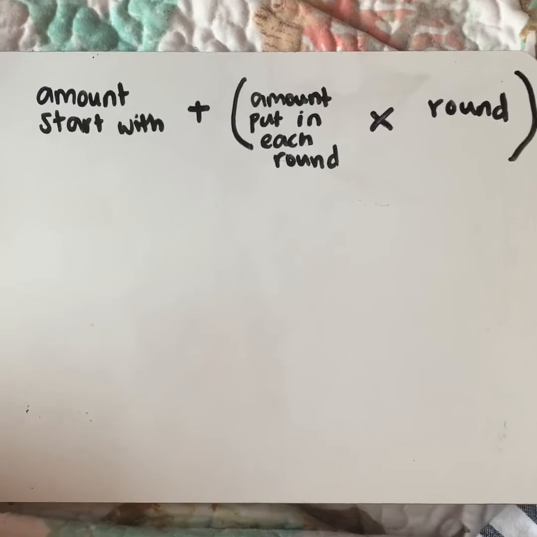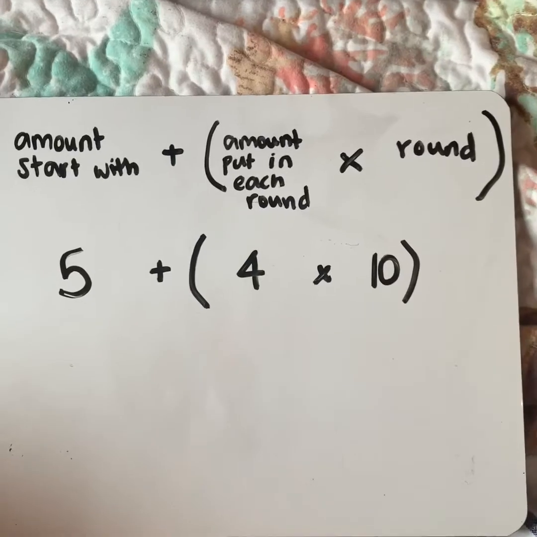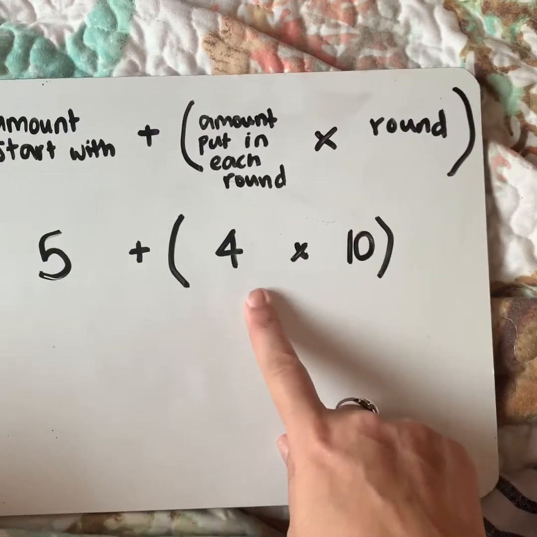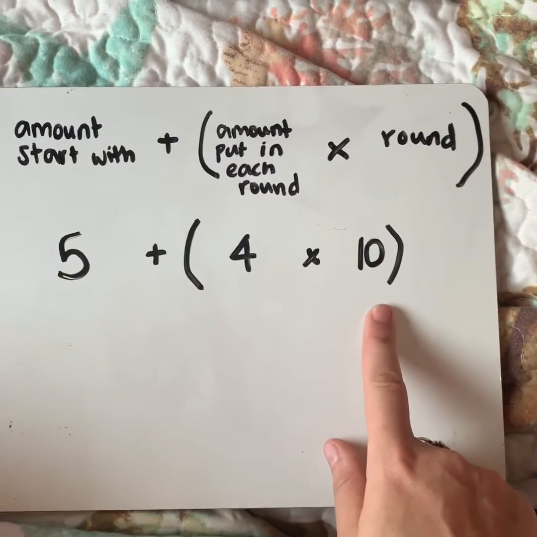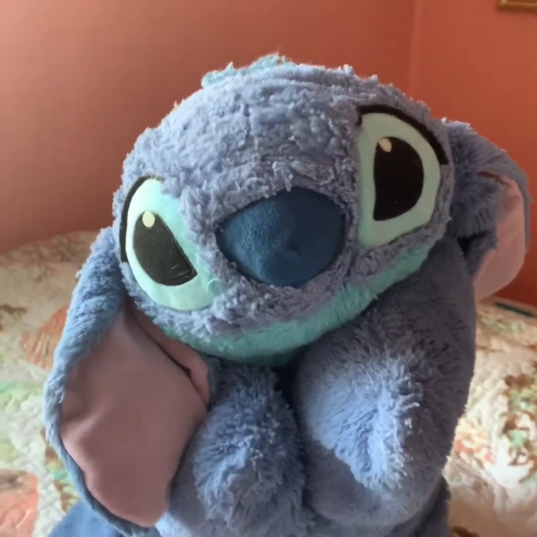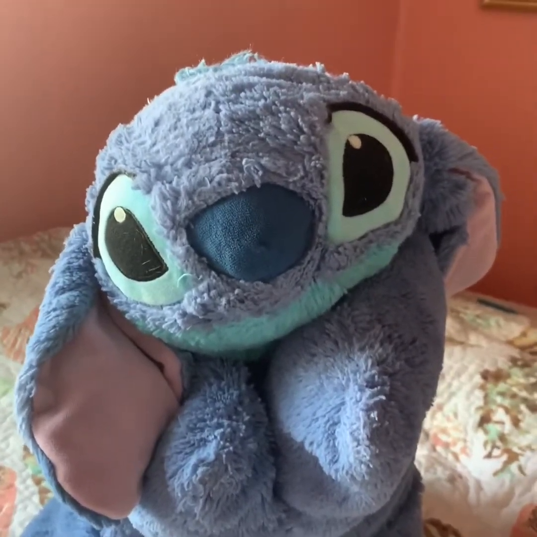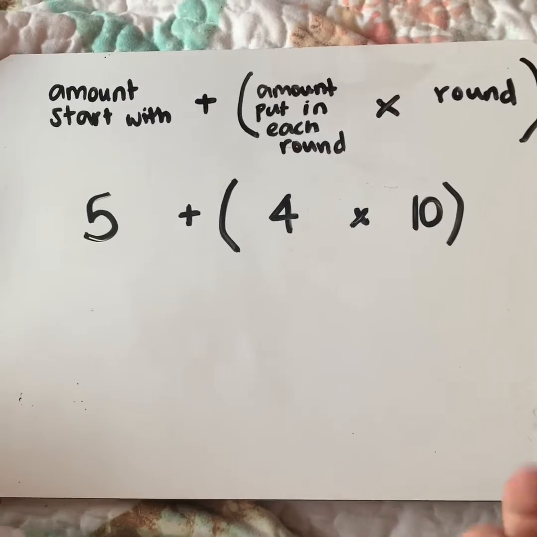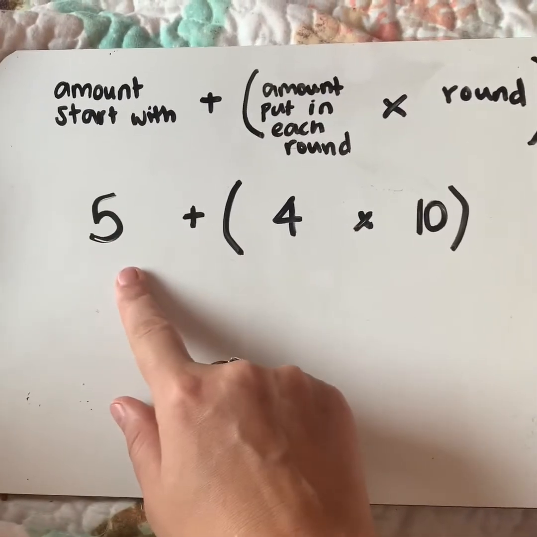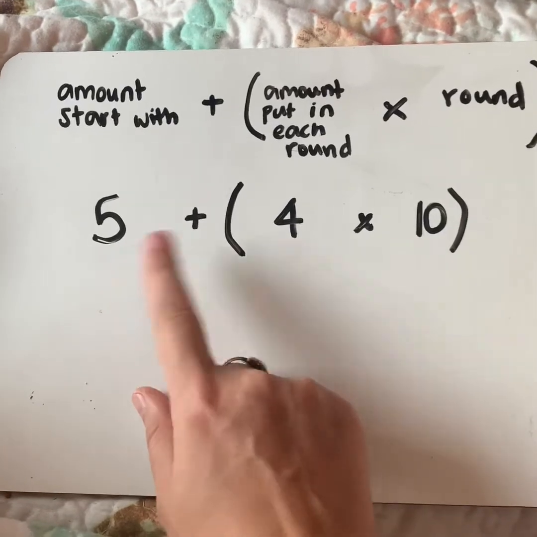So Marisol explained that this is our formula, and then this is our example. We start with 5, we put 4 in each round, and then we're on the 10th round. And then Jake was saying that we could double it, which, Jake, that made a lot of sense. I understand why you think that. But Marisol was saying the reason that wouldn't work is because of this pesky little 5 that we are just adding on to the end.